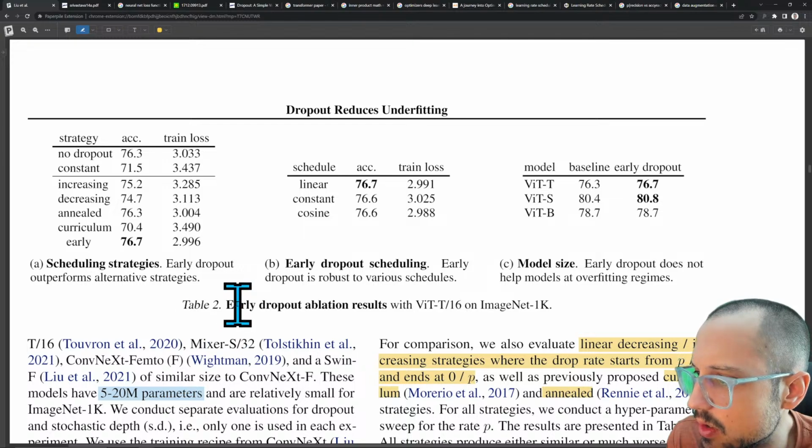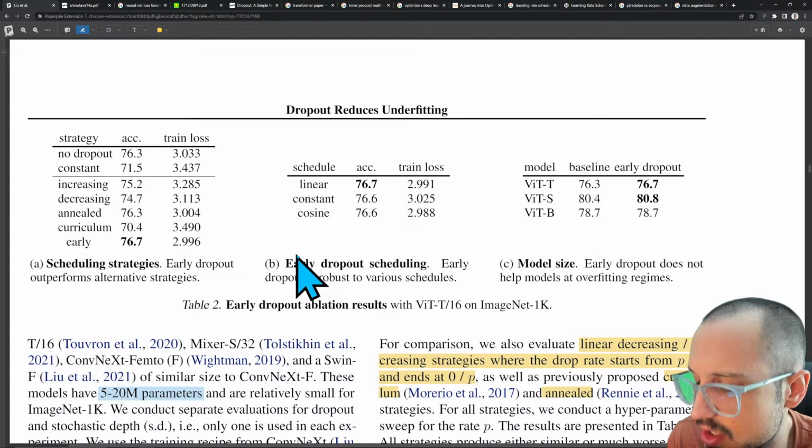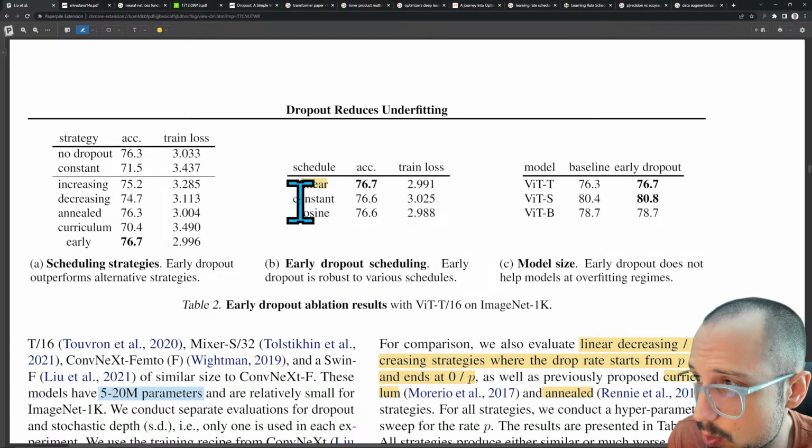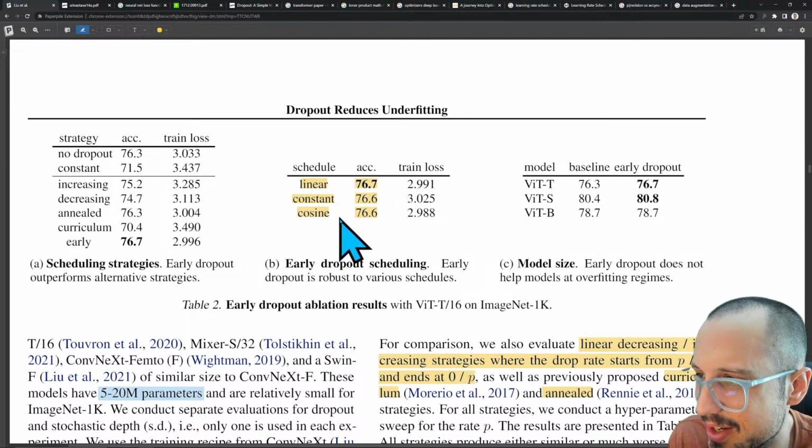So table 2, early dropout ablation results. So this is different types of learning rates or different types of dropout schedules. So you have linear, you have constant, you have cosine, and they kind of seem about the same, to be honest. I don't know, that's kind of unhype, you know. Kind of sucks. I would have thought there might have been more of a difference here, but it doesn't really seem like it makes any difference.